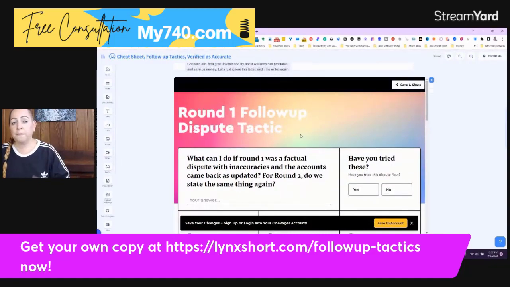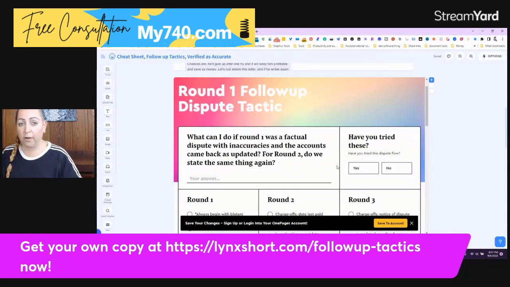All right, round one, follow-up dispute tactic, okay? And this is actually a worksheet. So this isn't where I'm just reading something to you. No, you can access this and you can go and check this out and basically utilize this worksheet, right?